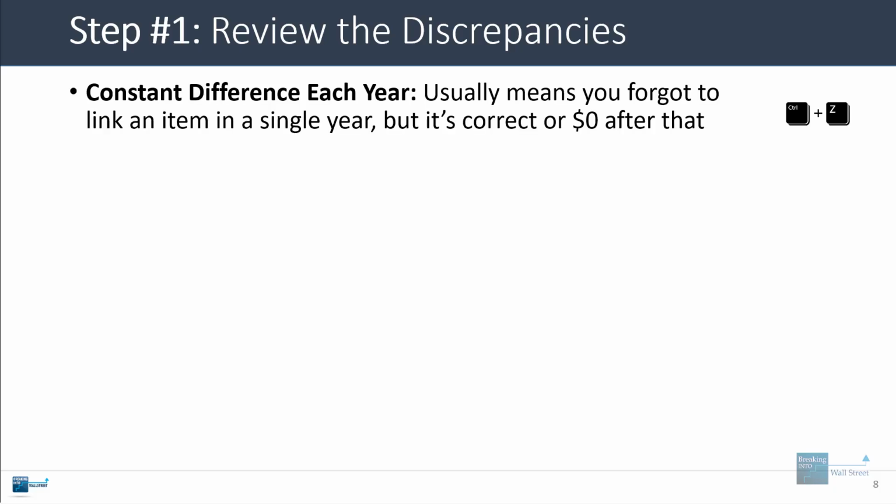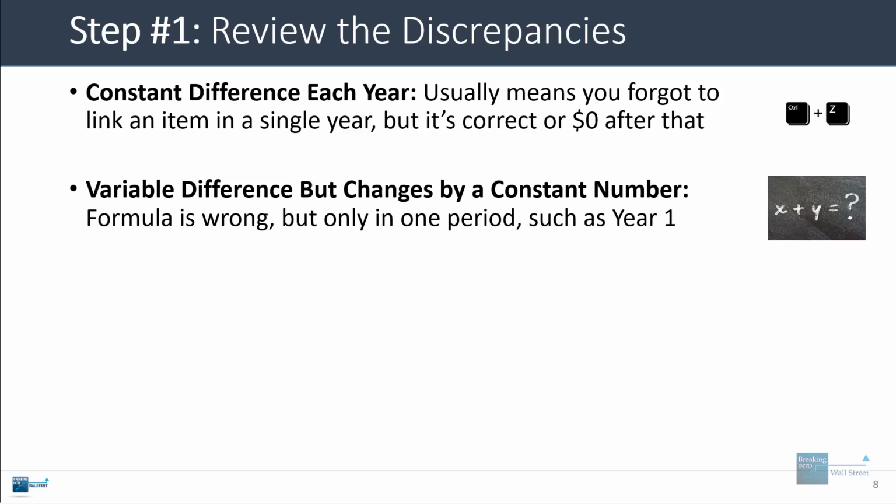So there are a couple different categories. The easiest one is where the difference each year is constant. So it's maybe positive 10 or negative 10 each year. Usually this means that you just forgot to link an item in a single year, but then after that, it's correct or it's 0 or something like that. So usually this one is pretty easy to fix.